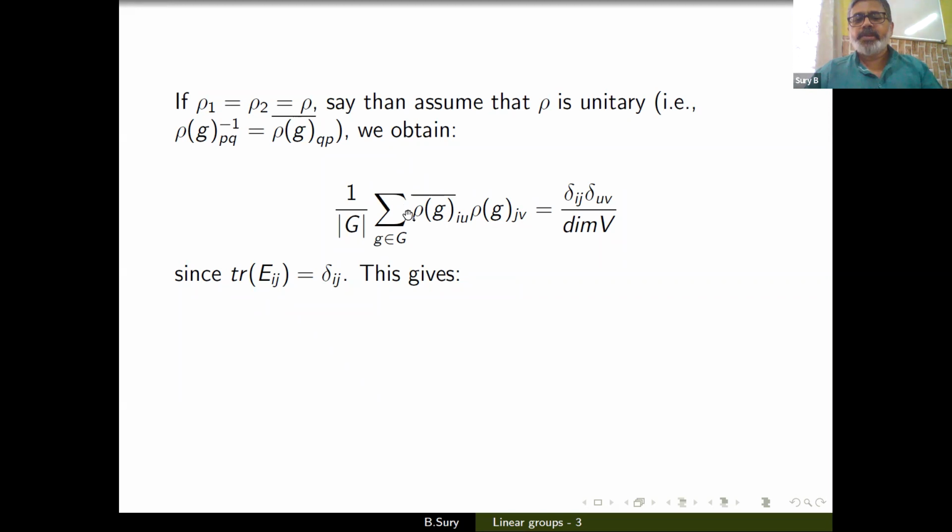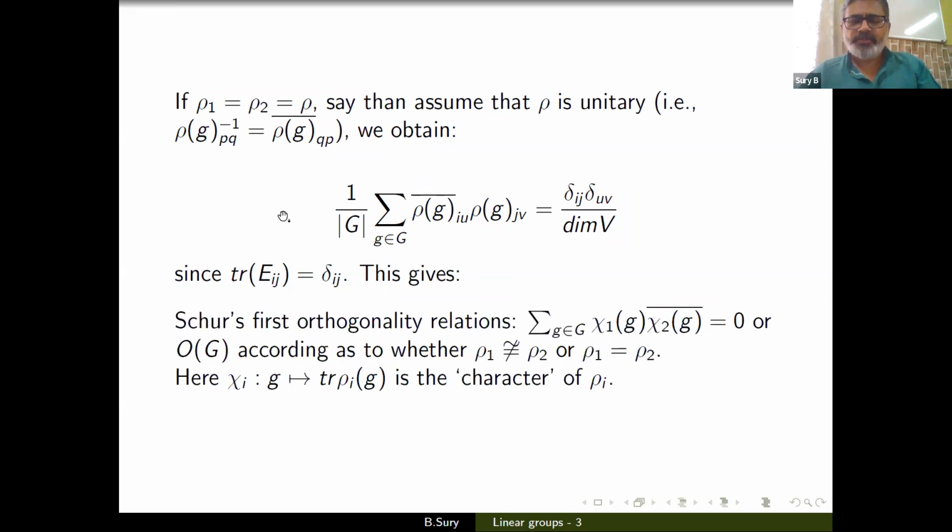This is what it gives you. This is simply because the trace of this matrix is nothing but delta ij. It is 0 unless i equals j. Only at the ijth position there is a 1. That's what the Eij matrix is. So immediately it gives you the so-called first orthogonality relations. I'm sure this must have been discussed earlier, but this falls out from Schur's lemma. By rephrasing Schur's lemma as we did, the first orthogonality relations follow.